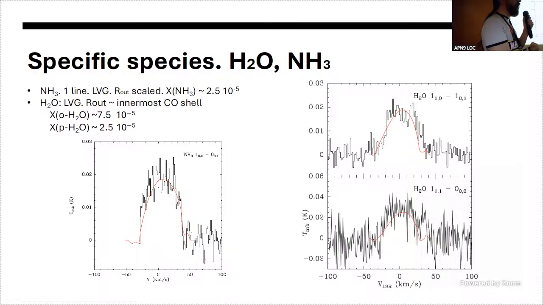This is comparable with what you have in O-rich stars. We know carbon-rich AGBs have water, probably due to the penetration of UV photons due to the clumpiness of the envelope, but they are not as high as this one.